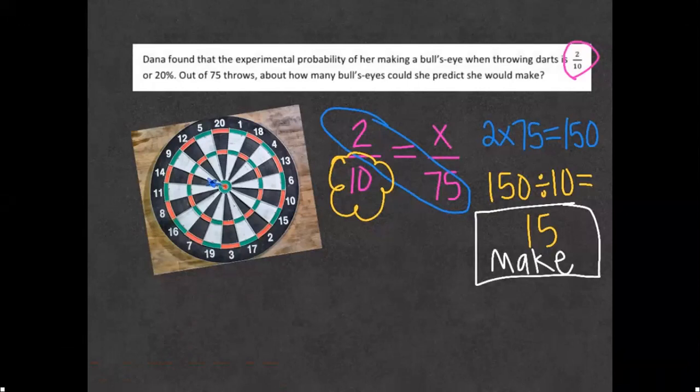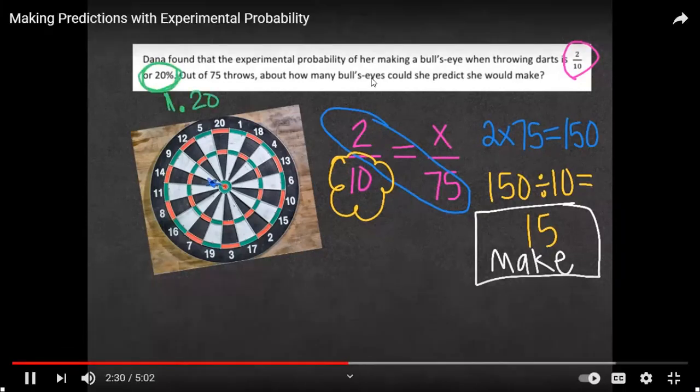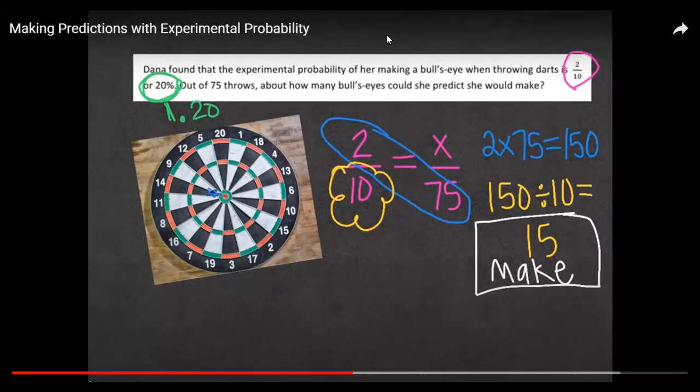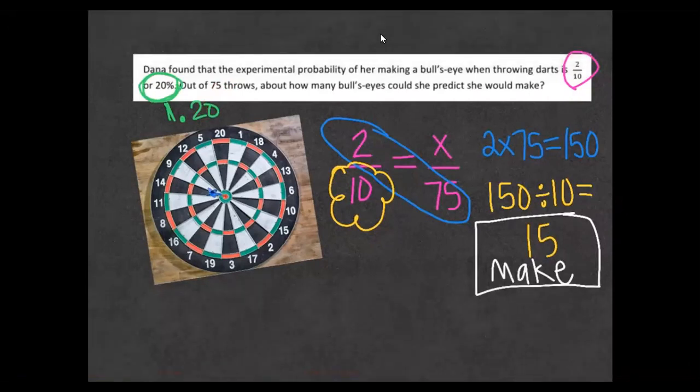So now let's say you wanted to use the percentage to solve the question. This would be another way to do it. I'm going to take the percent, I'm going to make it a decimal, and then I would times it with the total number of throws she's going to make, which is 75. I would times these together. I'm going to get the same answer, but I'm just going to show you.